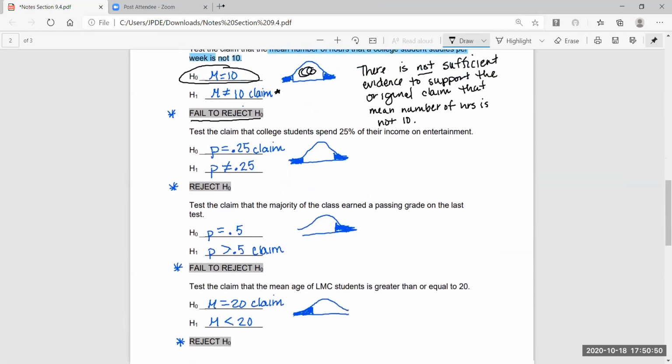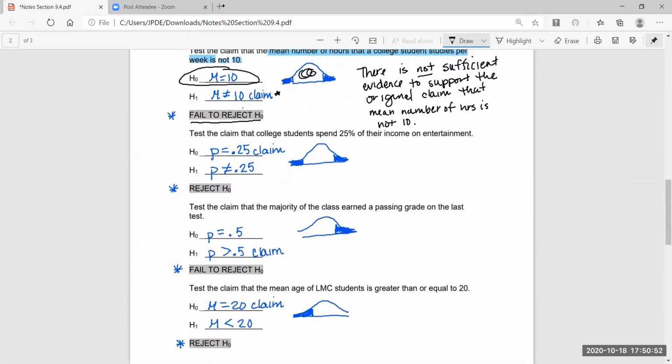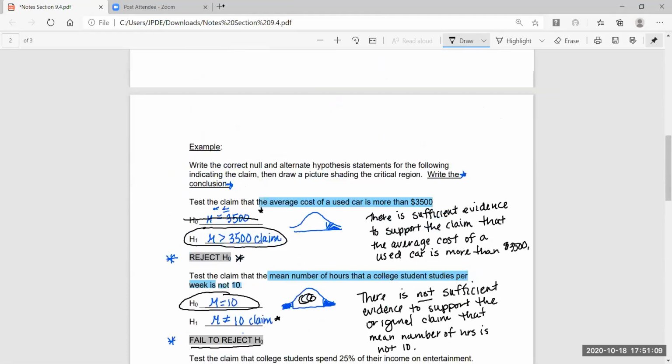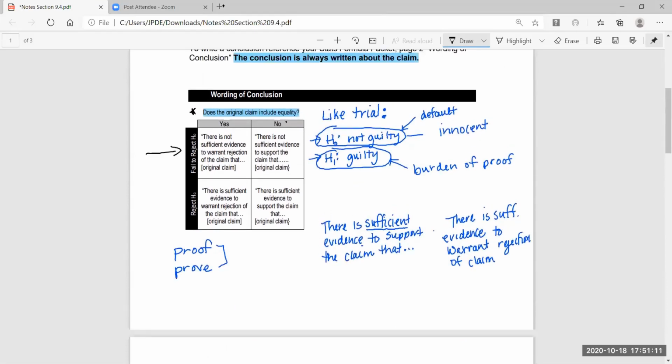Okay, next one. Test the claim that college students spend 25% of their income on entertainment. So notice your claim is up here this time. These are a little bit different. So our claim does have an equals, and we're going to reject. So we're going to go up here. Our claim does have an equals. So we're looking at the yes, and we're rejecting. So it's this section right here.